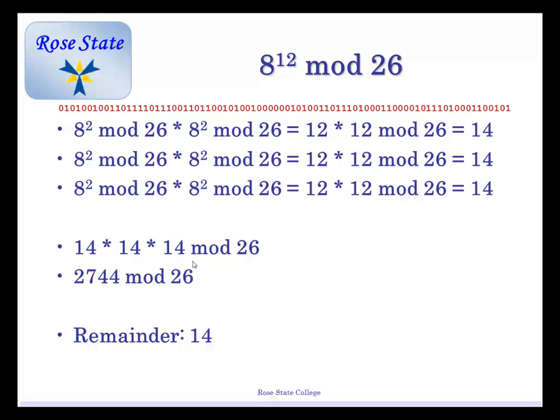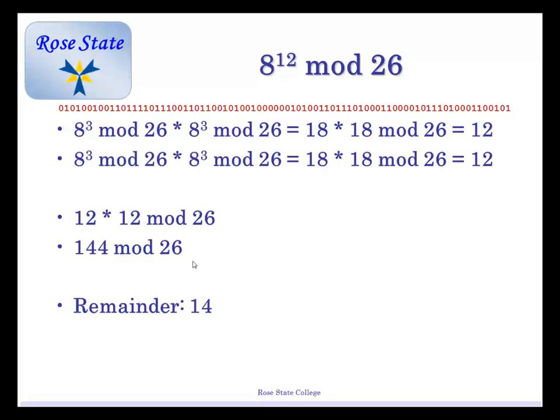Okay. And as long as the exponents all add up to 12, you could have done 8 cubed and 8 cubed, and the second line could have been 8 squared, 8 squared, and 8 squared. Then you would have ended up with 12 times 12 times 12 mod 26 on the bottom row. So as long as the exponents add up to the top number, you're good. Everybody see that? Again, there's a name for it. I just can't remember what it is. But it's very, very handy when you got large numbers.